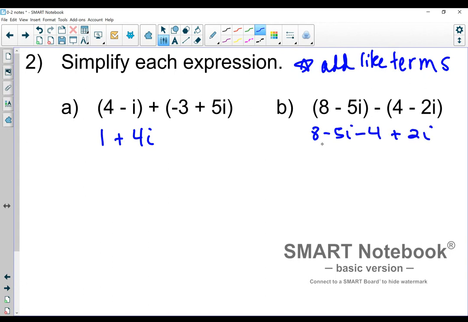So let's put our real parts together. 8 minus 4 is 4. And then the imaginary parts, negative 5 and 2 would be minus 3i.